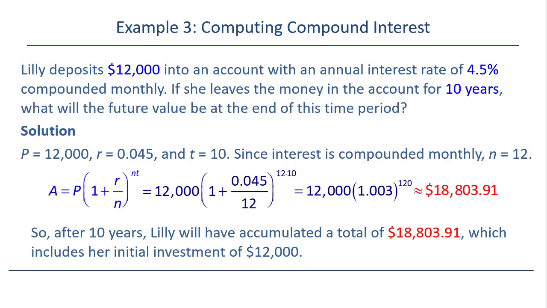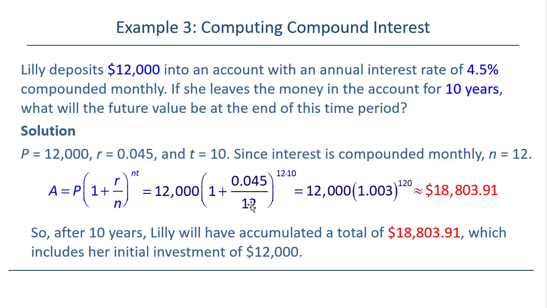Let's look at an example. Lily deposits $12,000 into an account with an annual interest rate of 4.5% compounded monthly. So now we know N is 12. She leaves the money in the account for 10 years. So now we know T is 10. We know that P is 12,000. We put all those bits and pieces into the formula, right? So here's our 4.5% as a decimal.